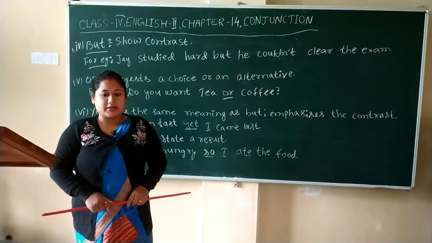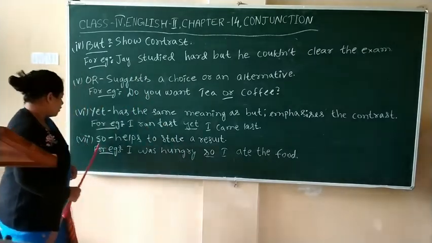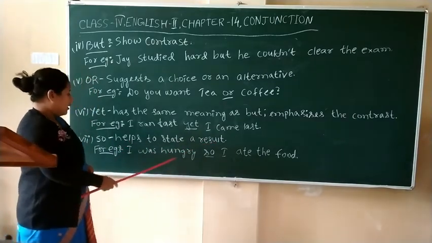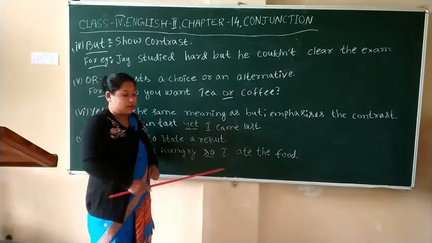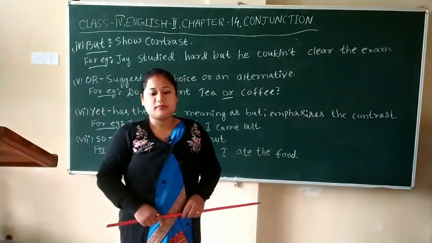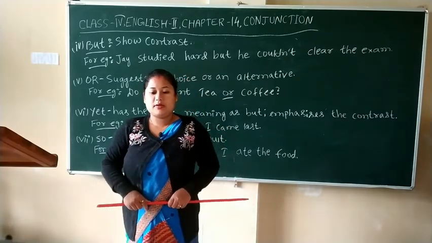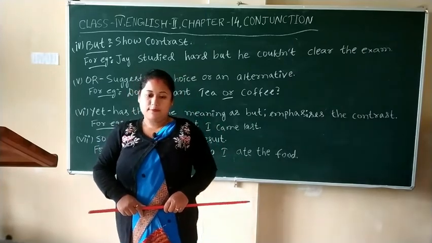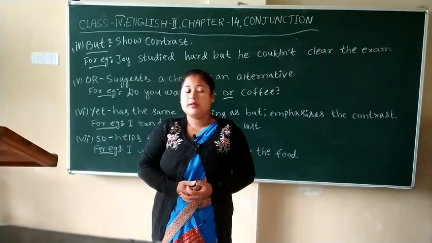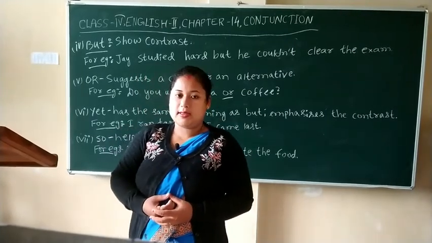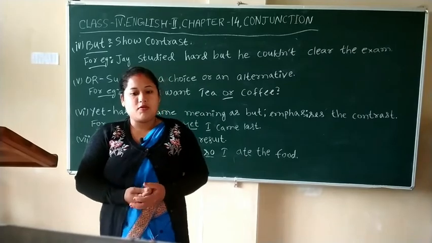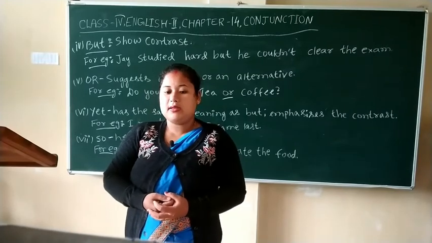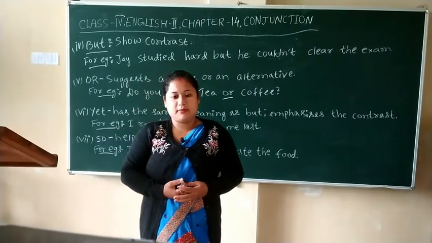The other coordinating conjunction to be discussed is so. So helps to state a result. For example, I was hungry, so I ate the food. Here, so is used to convey that as I was hungry, I had to eat food. Uses of so. The conjunction so joins two sentences. As a conjunction, so means as a result. It also gives more importance to the second statement than the first statement.